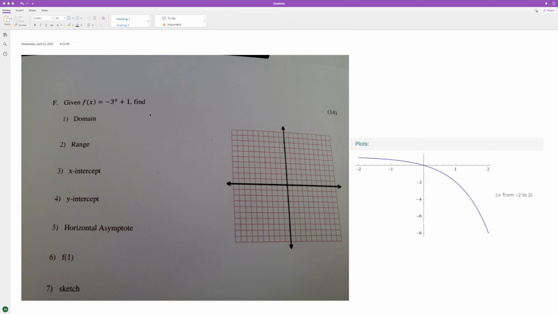y is equal to negative 3 raised to the x plus 1. Let's go ahead and find items 1 through 7 here. So the domain is going to be negative infinity to infinity, or you could say all reals.